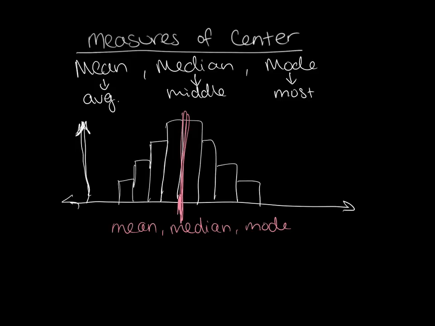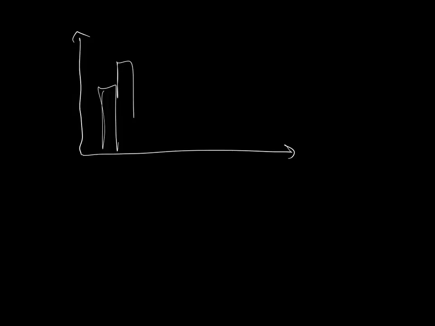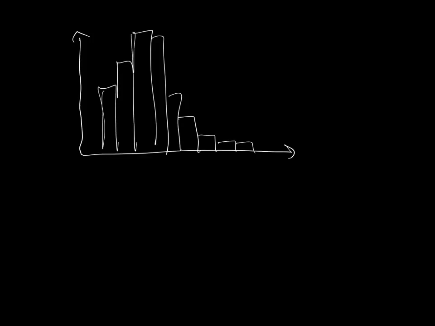So let me grab another slide. When we're looking at a skewed histogram, let's say skewed to the right. My tail is on the right, remember? So it's skewed to the right.